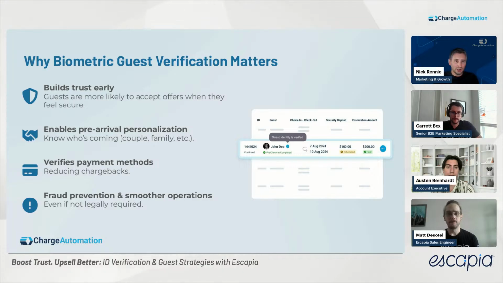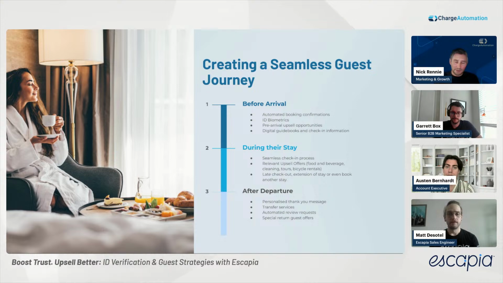So, 100%. I guess moving in, we can talk about that whole seamless guest journey. We're mentioning that, and where it all comes in. So Austin, you were mentioning this before as well. I'd probably hand it over to you because you were talking about this the other day.